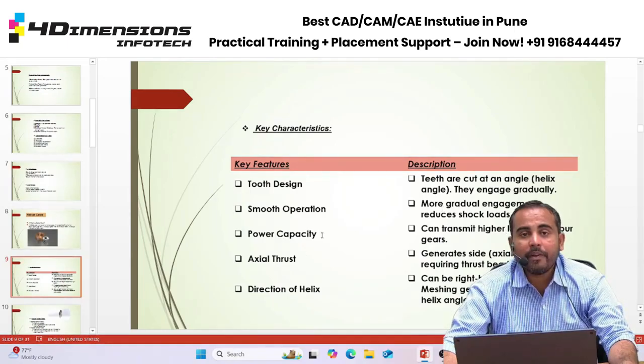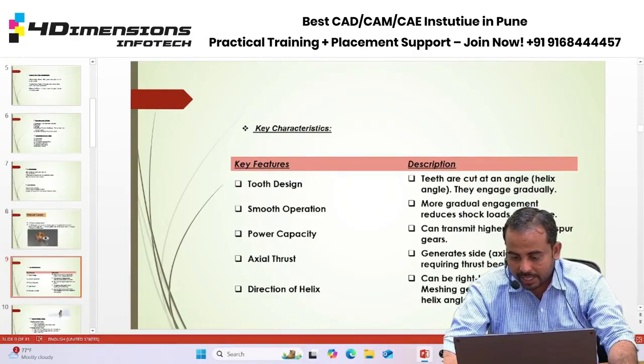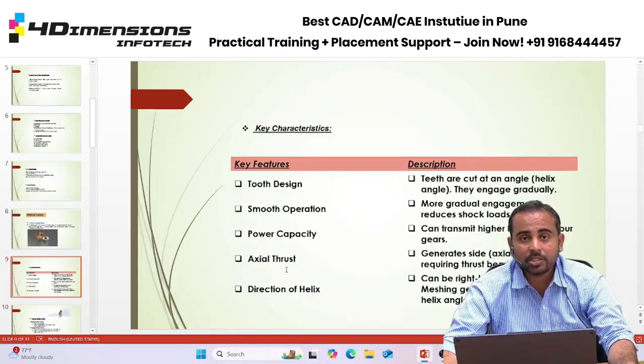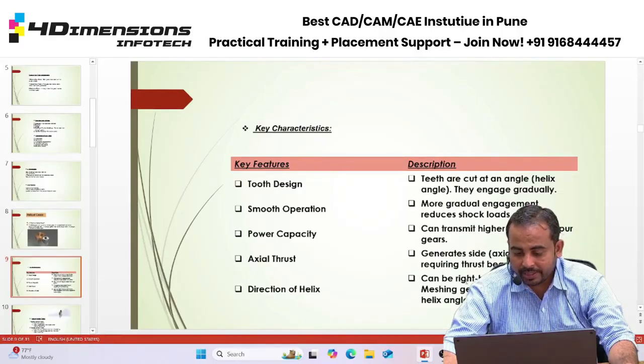Now talking about power capacity, they can transmit higher loads than spur gears. There is a factor of axial thrust also. So it generates side thrust requiring thrust bearings. Talking about direction of helix, it can be right hand or left hand. Meshing gears must have opposite helix angles. Meaning when the gears are meshed, they should be at opposite helix angles. That is compulsory while arranging.